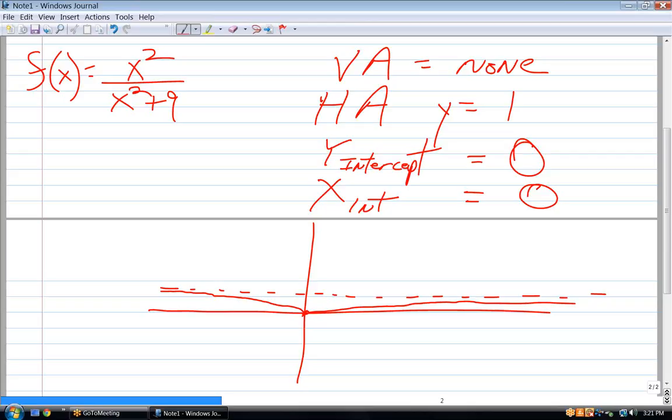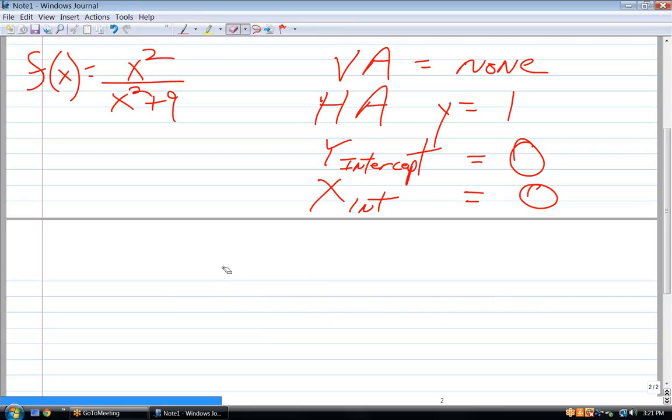And notice that y can never be negative, because there's no way the numerator can ever be negative, and there's no way the denominator can ever be negative. So y is always positive. All right.